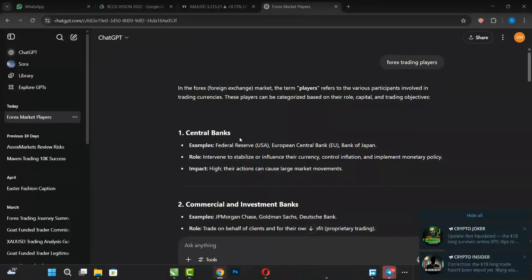So these are the things. That's why you should not let anybody come at you saying forex is a scam. They don't know anything about it. If it were a scam, what would central banks be doing there?